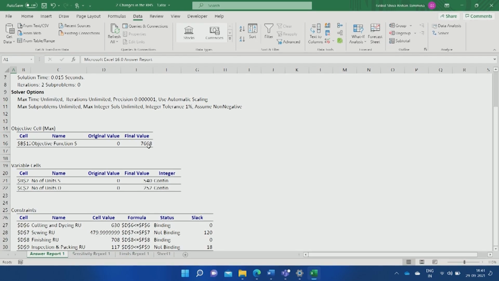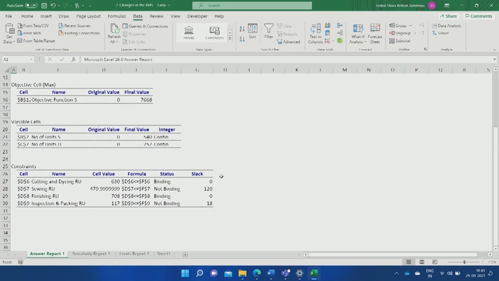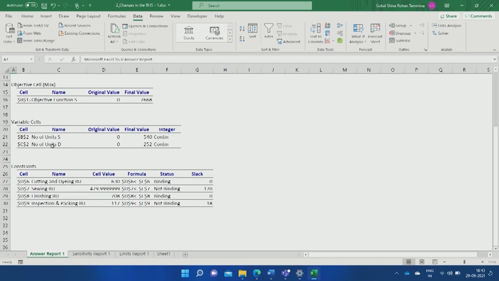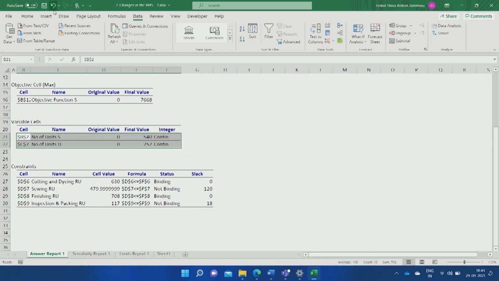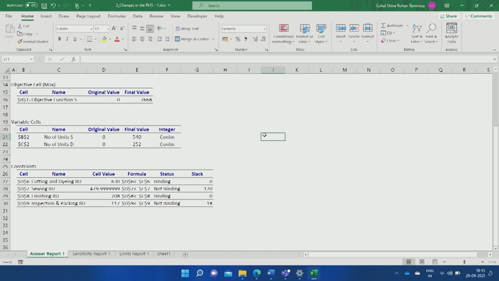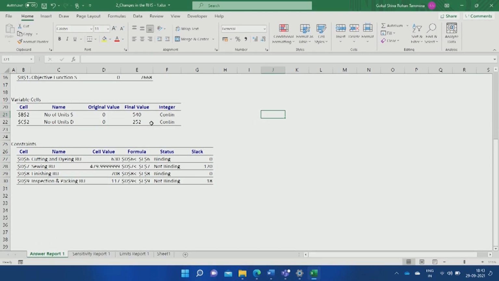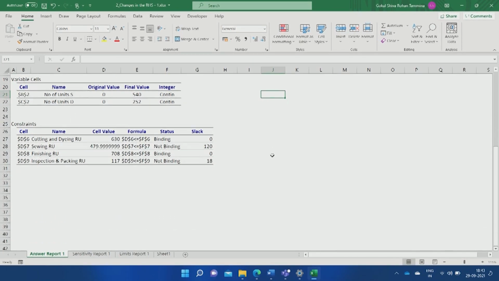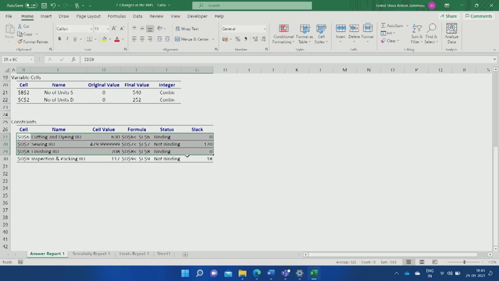Now you got the answer report, where you can get the value of the objective function, 7668. Then we got the values of the cells: the value of S is 540, and the value of D is 252. You can make it center. Similarly, this also you can make it center.